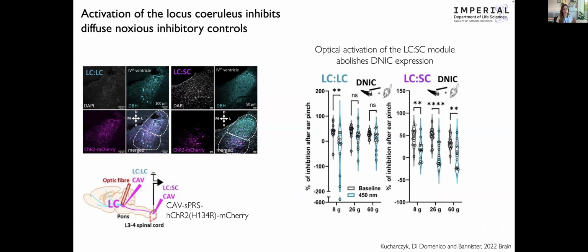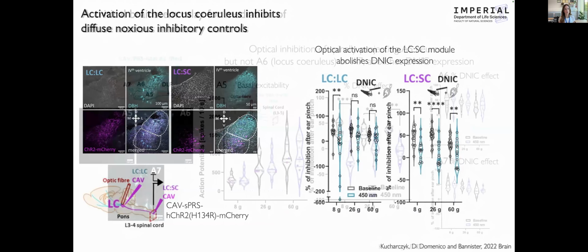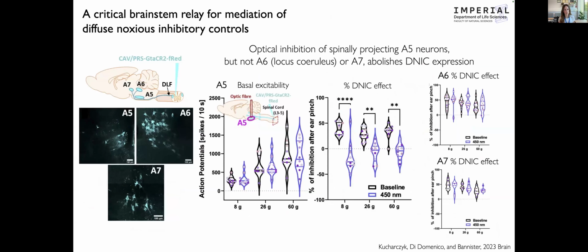And actually, really unexpectedly, if we activated this locus coeruleus spinal cord module, we abolished the expression of this so-called diffuse noxious inhibitory control, which was fundamentally underpinned by the same noradrenergic processes. But this seemed to be suggesting that there was a reciprocal governance between the expression of this particular pain inhibitory control and the locus coeruleus, but quite what that was, we didn't know.